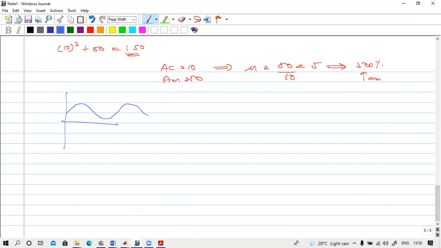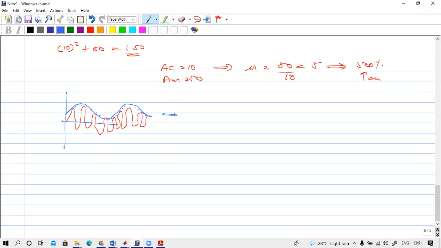So here the carrier frequency is there, like this. But if we detect this envelope, that is enough for us. So very easily we can detect this envelope.